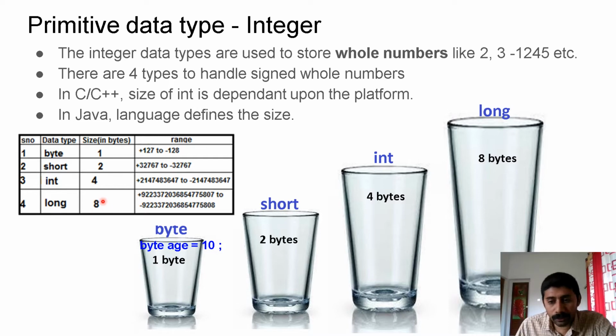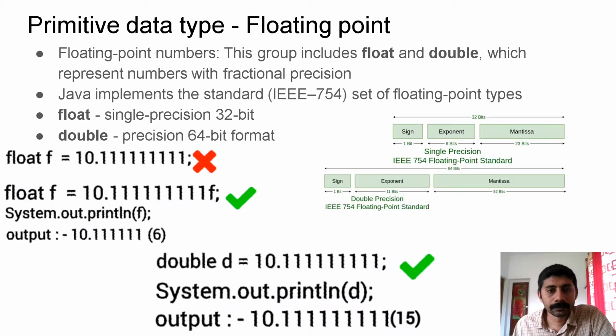So, irrespective of the platform, in Java, all the data types will have a predefined fixed size. That is a very important feature in Java. It is not like C or C++, where it was dependent upon the execution environment. In Java, size is defined by the language.